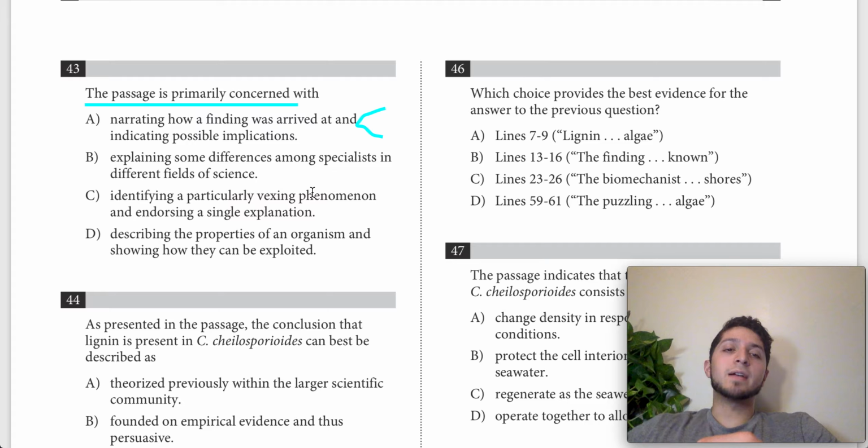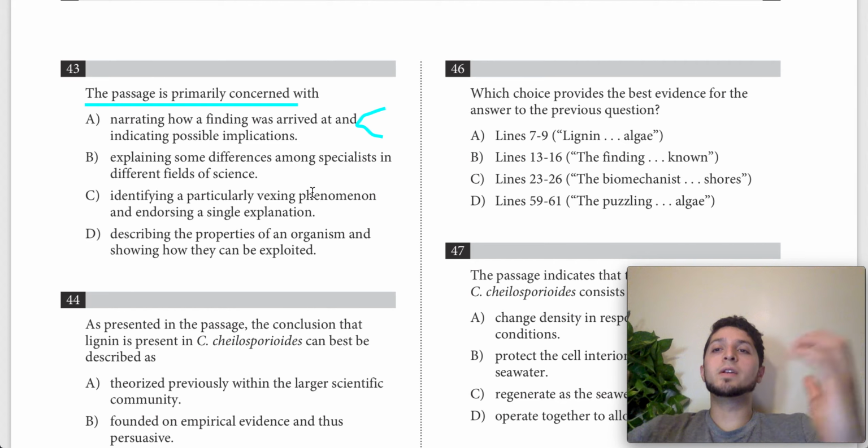B says that the passage is concerned with explaining some differences among specialists in different fields of science. And that's not really the approach that the passage takes. What this would mean is basically the passage is mediating between these different ideas or these different methods among specialists. So this plant chemist thinks this or this botanist thinks that, but it only takes the perspective of a single study. So for that reason, B is not going to be a good answer choice.